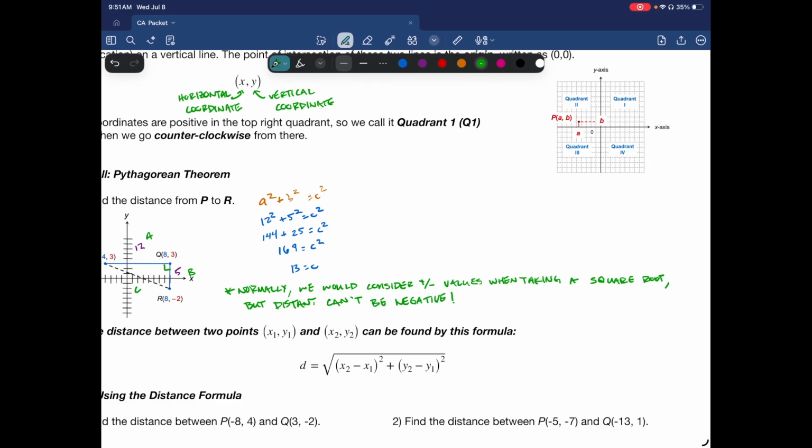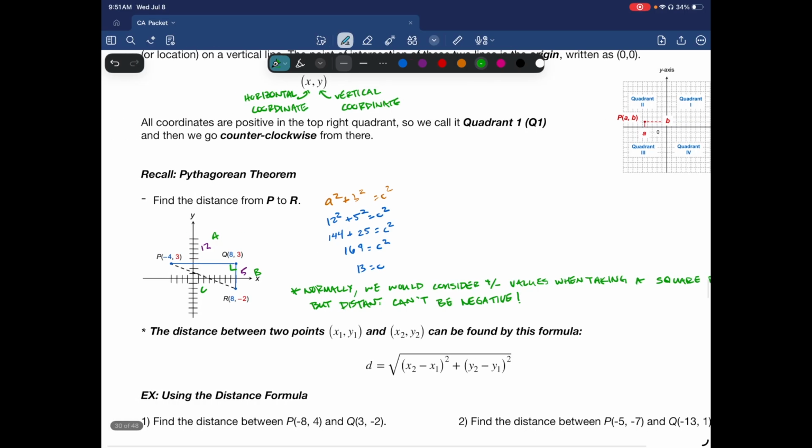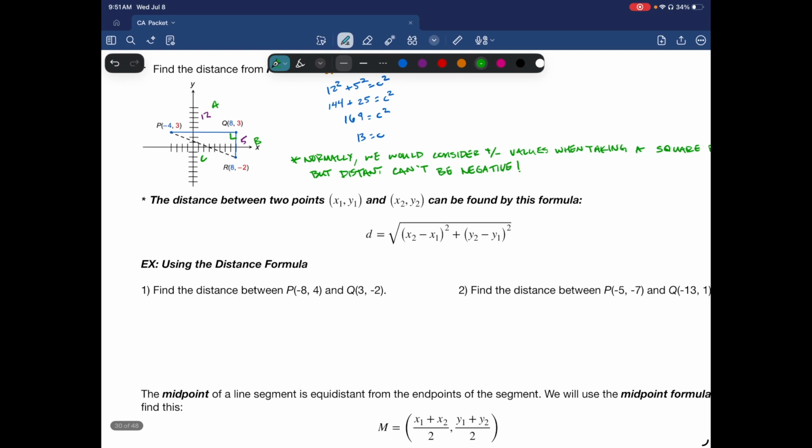The distance between the two points (x1, y1) and (x2, y2) can be found with this formula, which comes from the Pythagorean theorem. On the picture here, we have a horizontal line and a vertical line, but not all figures come that way. If I just have the x coordinates and the y coordinates, then I can use the Pythagorean theorem with the coordinates, and take the square root, and I get the distance formula. Let's use this distance formula to find the distance between P and Q.